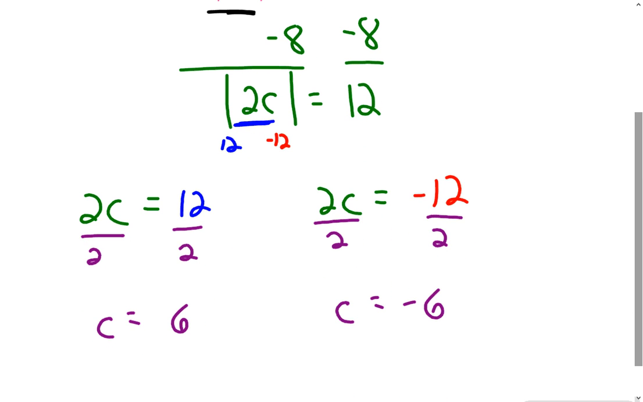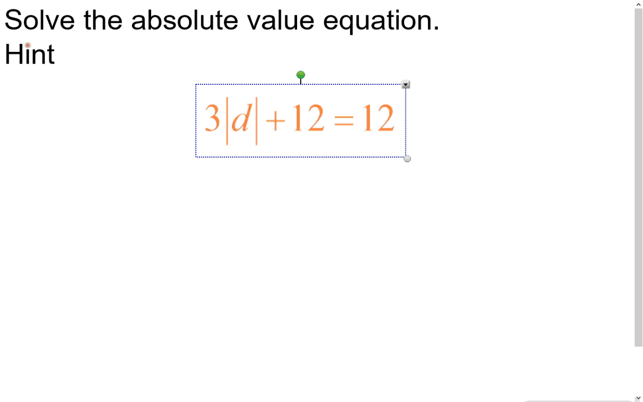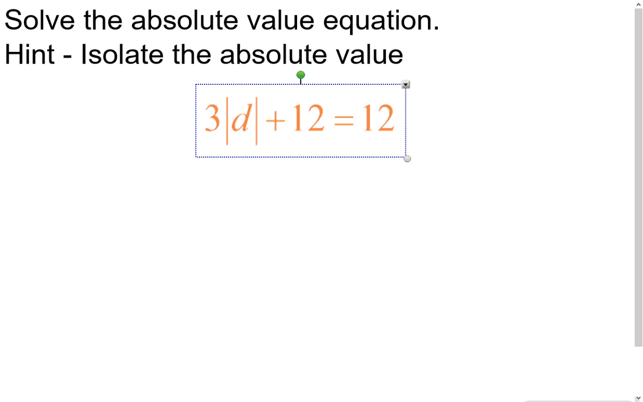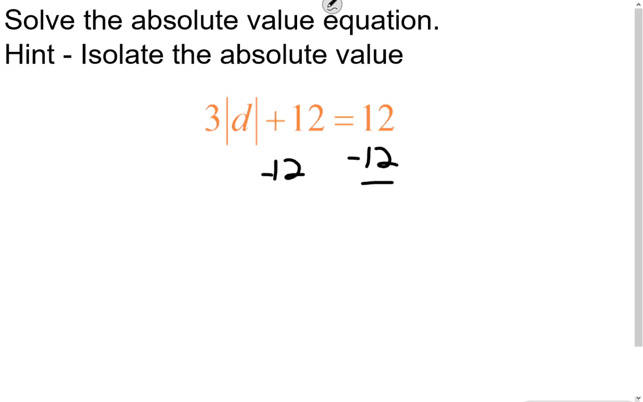So hopefully you're recognizing that a lot of times we get two solutions when we have an absolute value equation. Now, does that always happen? Well, let's take a look at this example. And again, my hint is going to be, let's isolate the absolute value part. So the first thing we have to do to isolate the absolute value is get rid of the 12. So I'm going to subtract 12 from both sides.